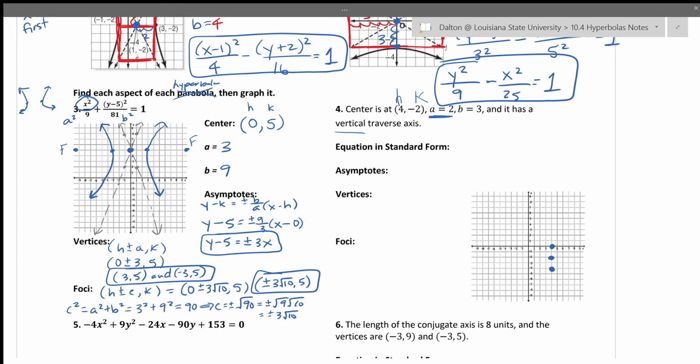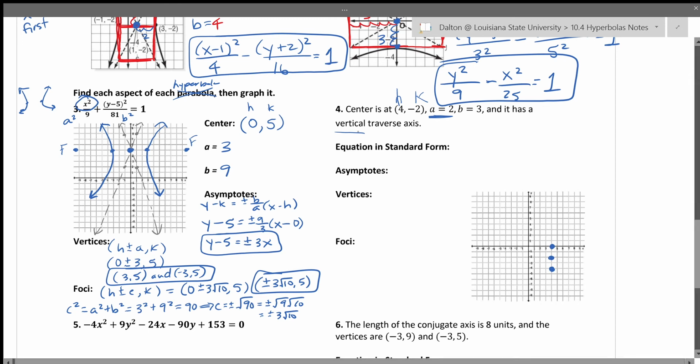So in standard form, I have my 4 variables, h, k, a, and b. The other thing to note is since it is a vertical transverse axis, we know that y squared has to be first. So I'm going to get y minus negative 2, which is y plus 2 squared, over a squared, which is always the first denominator, so 2 squared is 4, minus x minus 4 squared over b squared, 3 squared is 9, which is equal to 1.